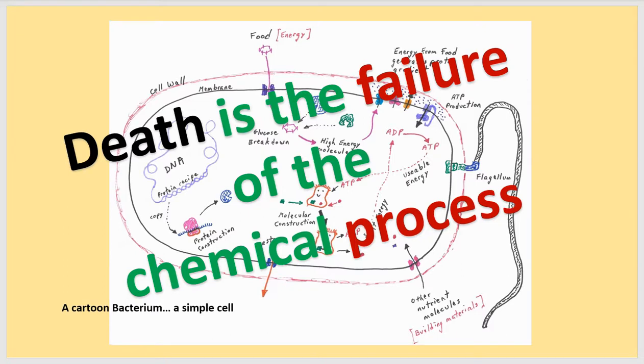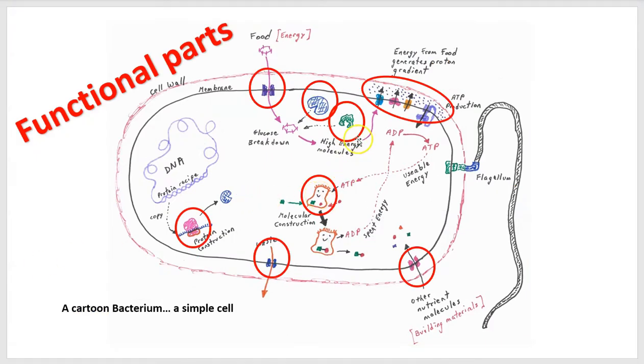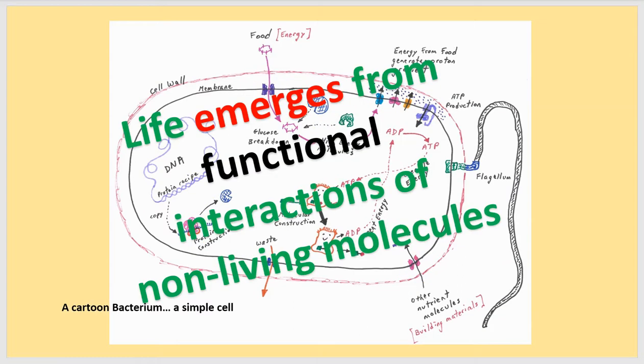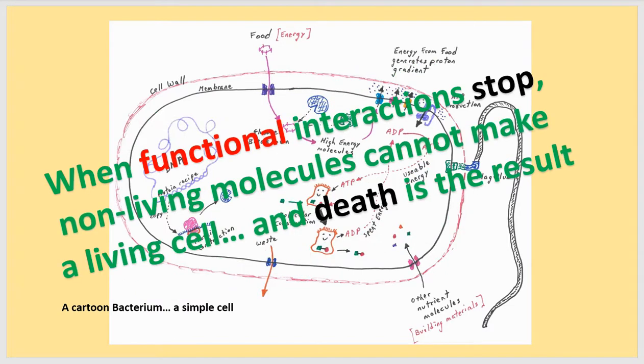The flip side is death. Death is the failure of the chemical process. So when we think about all of these molecular parts, the proteins have evolved to perform certain useful functions. And when these proteins can carry out their jobs successfully, the whole entity, the whole cell, is alive. But none of the parts is itself a living thing. So life emerges from functional interactions of non-living molecules. When functional interactions stop, non-living molecules cannot make a living cell, and death is the result.